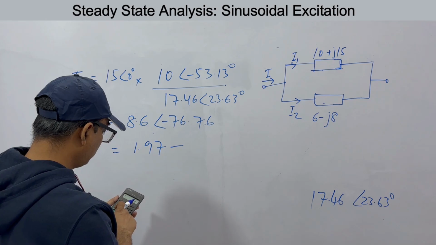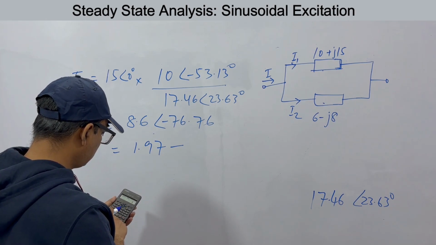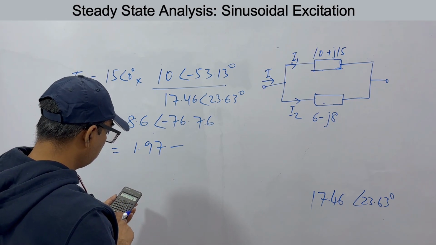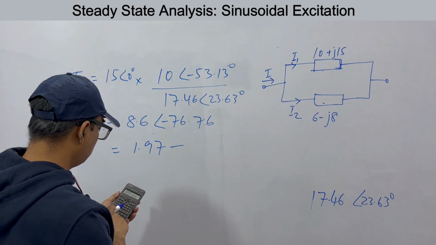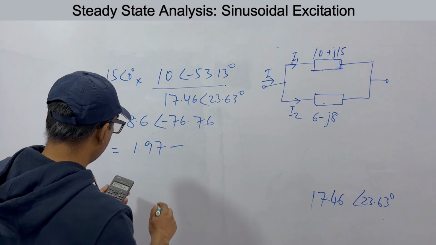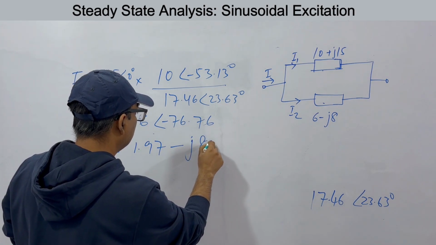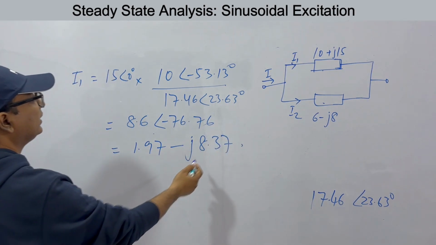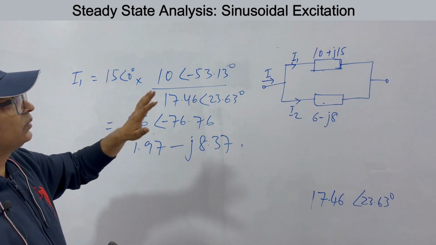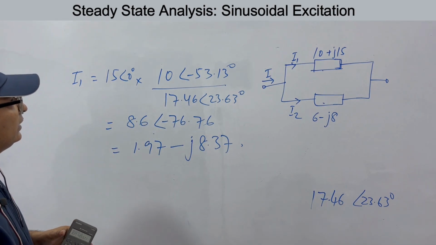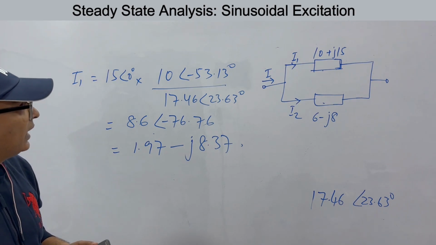So for 76.76, we have to take sine of 76.76, that is this quantity, into 8.6, that is 8.37. So in this a plus jb form, this is your I1. Okay, now let's see what is I2.